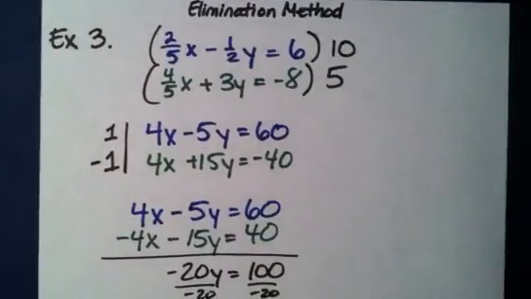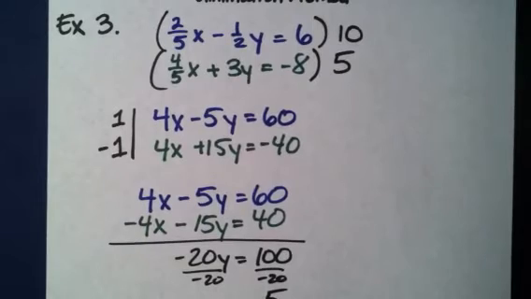My third example for the elimination method is 2/5 x minus 1/2 y equals 6, and 4/5 x plus 3y equals negative 8. You know how we love those fractions, so the first thing we're going to do is get rid of them.